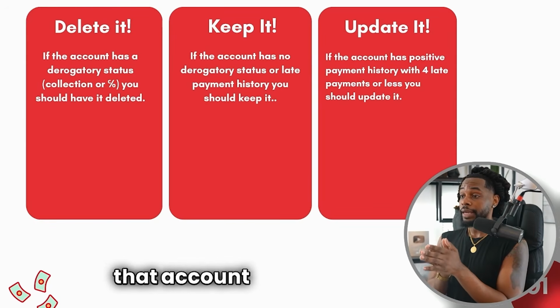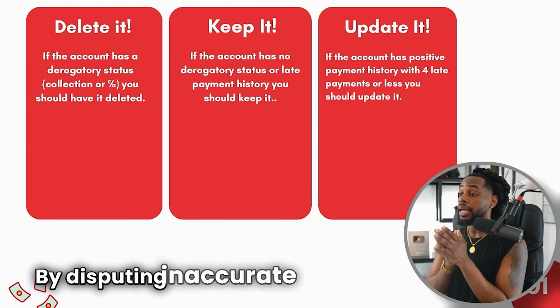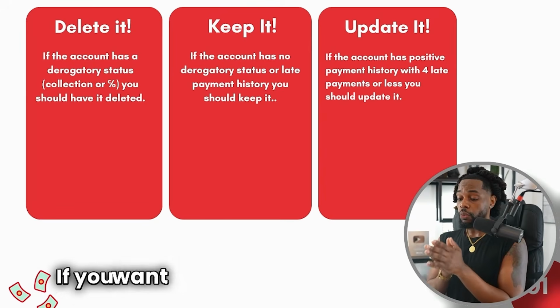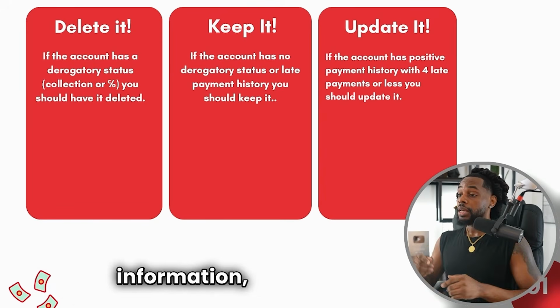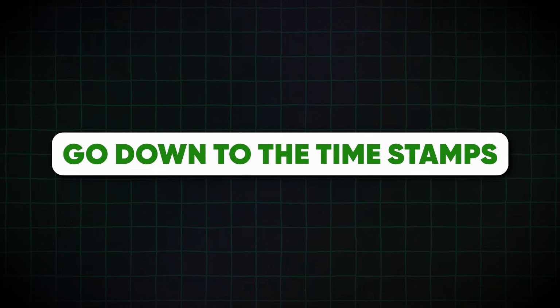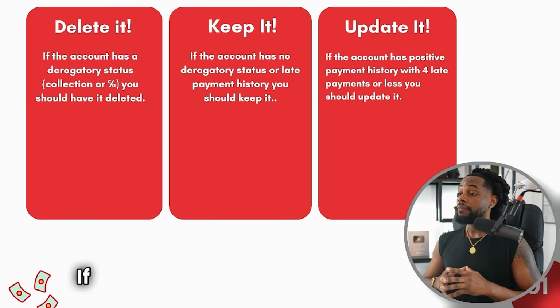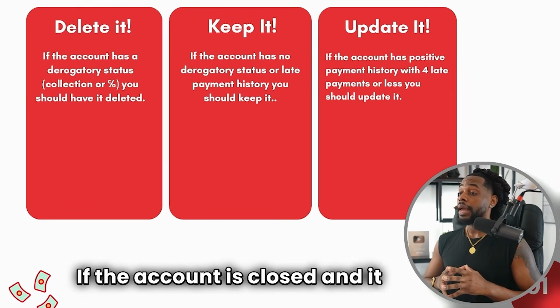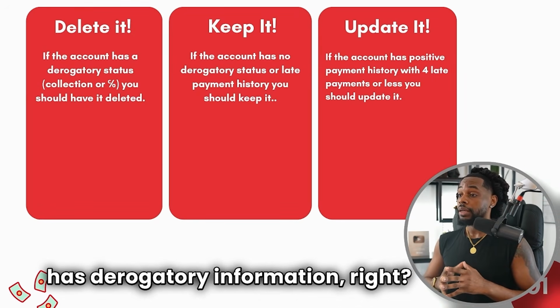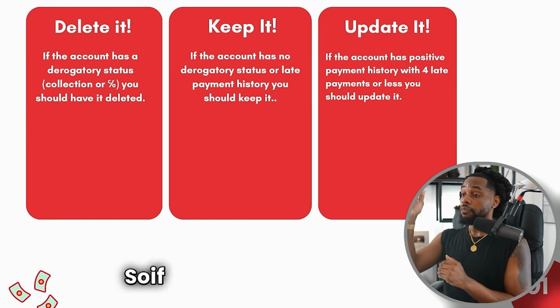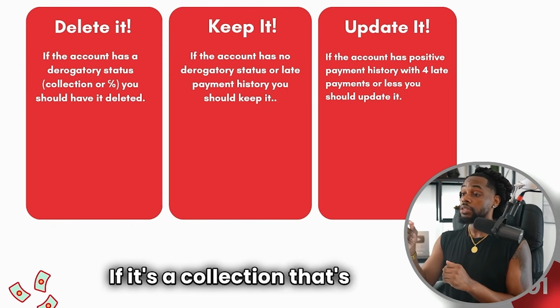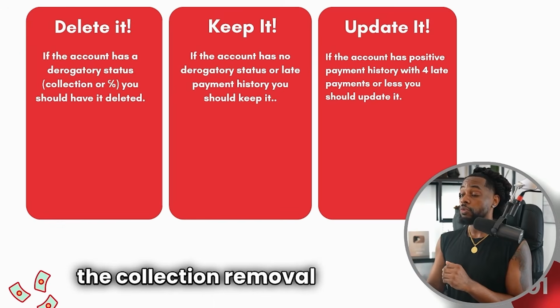You know how you get that account deleted? By disputing inaccurate information. If you want to dispute inaccurate information, go down to the timestamp and click on my charge-off removal video. You will follow that method. If the account is closed and it has derogatory information, you will follow that. So if it's a charge-off that's closed, follow the charge-off video. If it's a collection that's closed, follow the collection removal video.